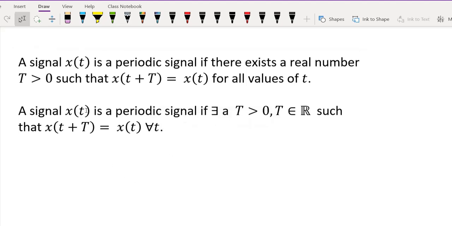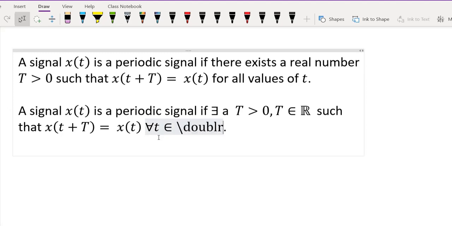Because x of t is a continuous time signal, we know t must be a real number. So we can also specify that in the definition by saying for all t in real numbers, and we can just say that for all t in the set of real numbers.